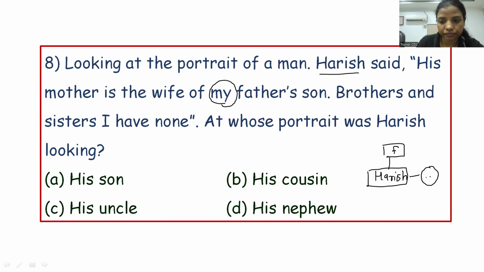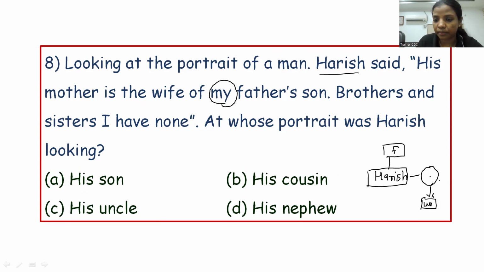His mother. That person's mother is Harish's wife. So there is a man in the portrait. Consider this is the portrait, and this portrait is of his mother, who is the wife of Harish, right? Okay. So at whose portrait was Harish looking? So who is Harish to this person? Is it correct? I think let's solve this question one more time.